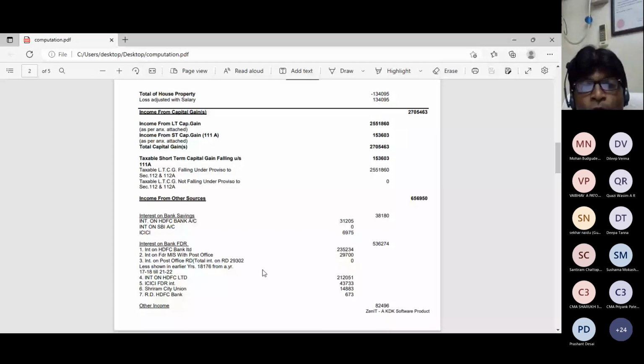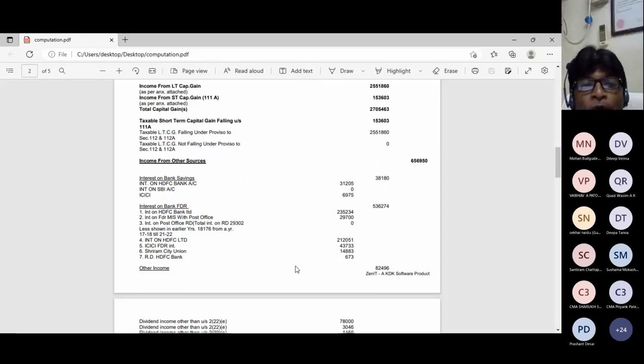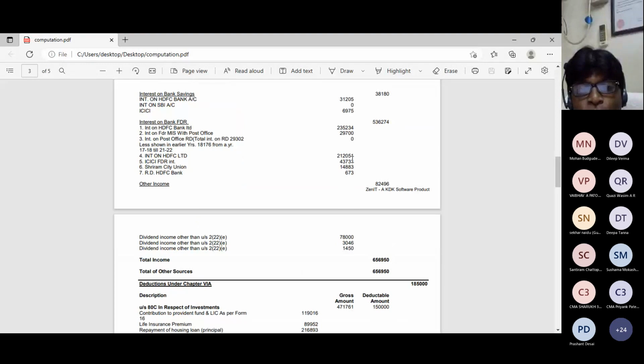So the total interest was 29,302, less shown in earlier years 18,176 from assessment year 18 till 21-22. So this interest we have already incorporated, and hence there is no need to show the interest on RD. Apart from that, interest on HDFC Bank Limited FDR is also shown. Interest on ICICI Bank is also shown. Shriram City Union Bank is also shown. RD account with HDFC Bank is also shown. That way, the total income from the interest on FDR and other RD accounts comes out to rupees 5,36,274.